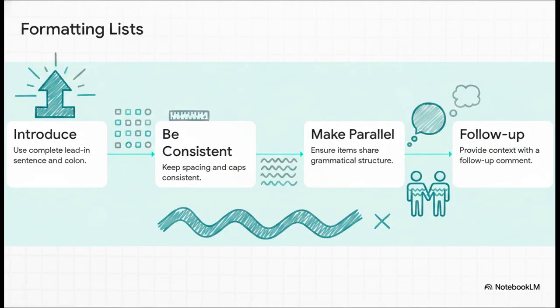Lists are another incredible layout tool. They emphasize key points and completely destroy those dreaded walls of text. But there are procedural rules you have to follow. Always introduce your list with a complete lead-in sentence that ends in a colon. Keep your spacing, capitalization, and punctuation totally consistent across the board.